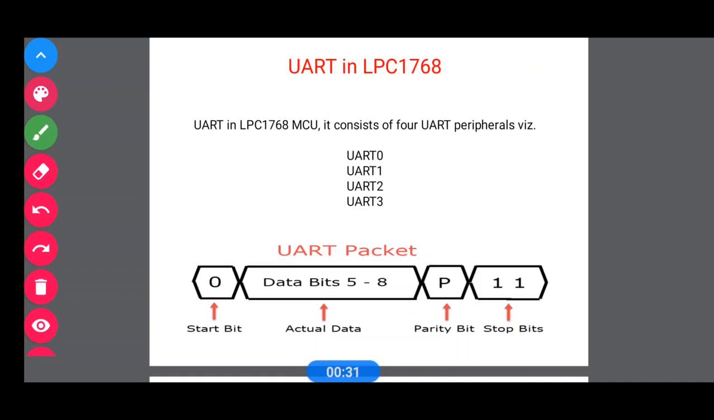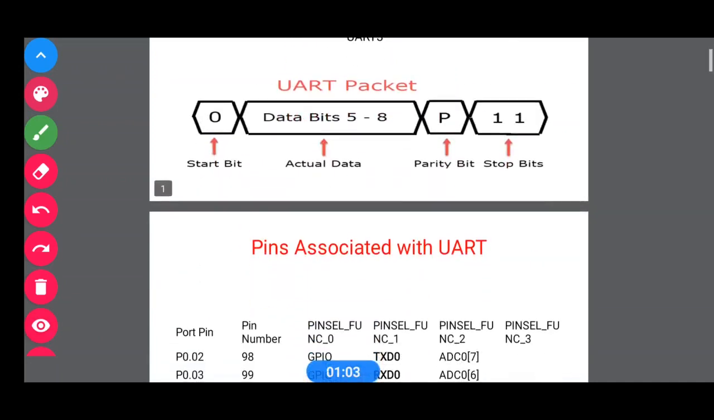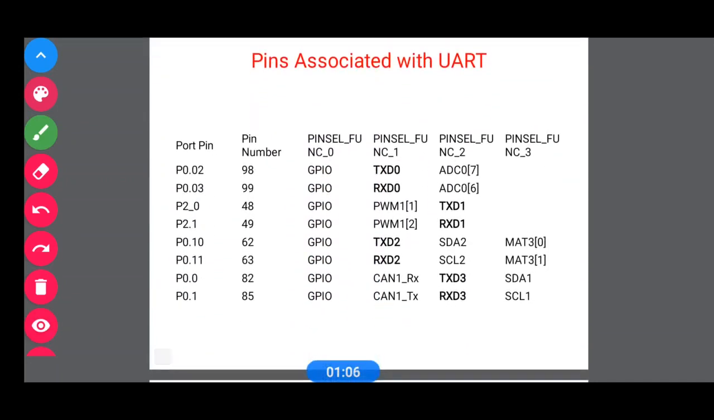So basically you know that UART is used for serial communication, which is universal asynchronous receiver transmitter. The data packet here in LPC1768 for UART contains 5 to 8 data bits, and one start bit, one or two stop bits, and a parity bit. Parity bit is optional.